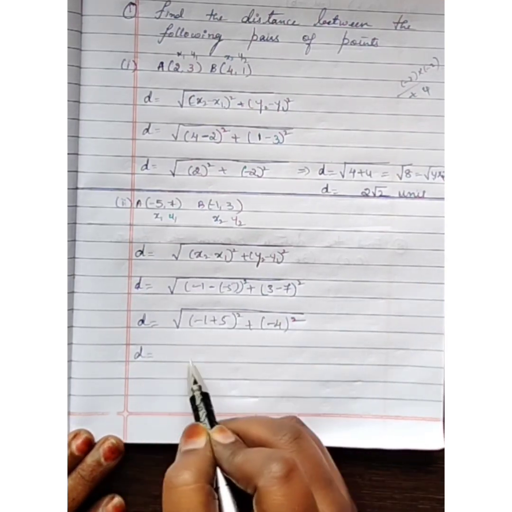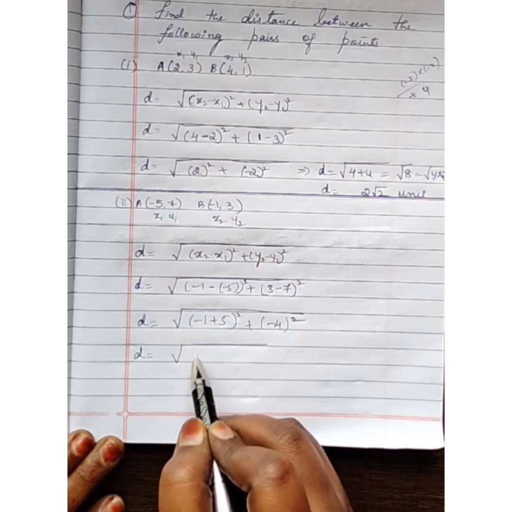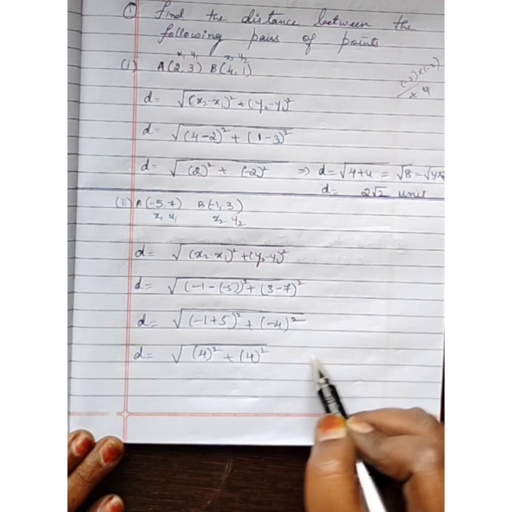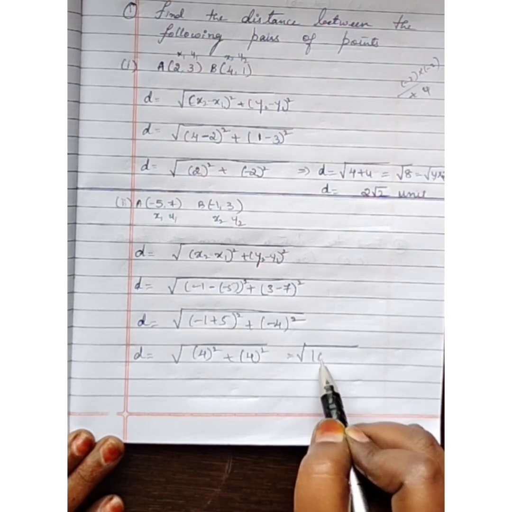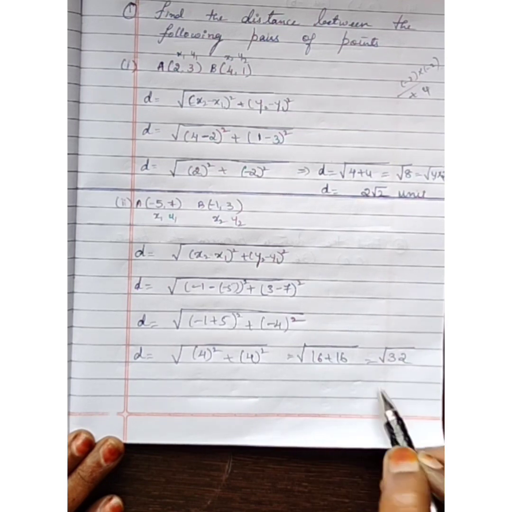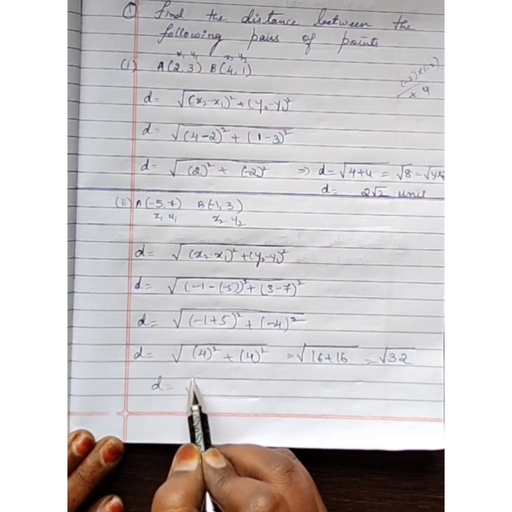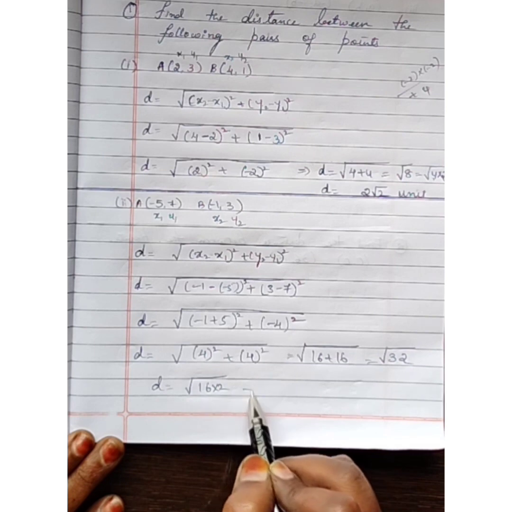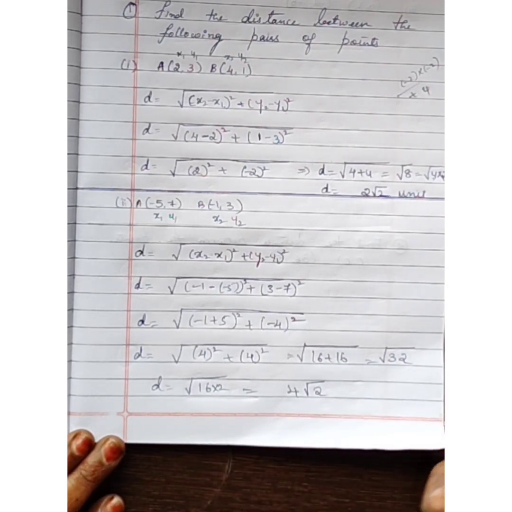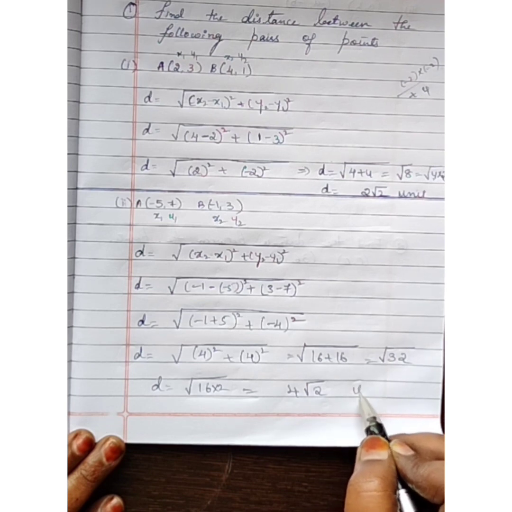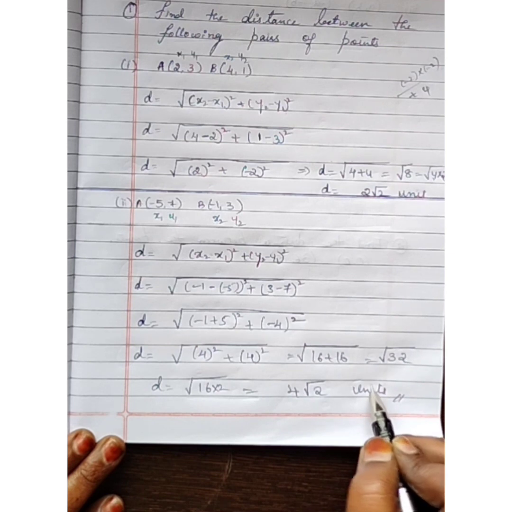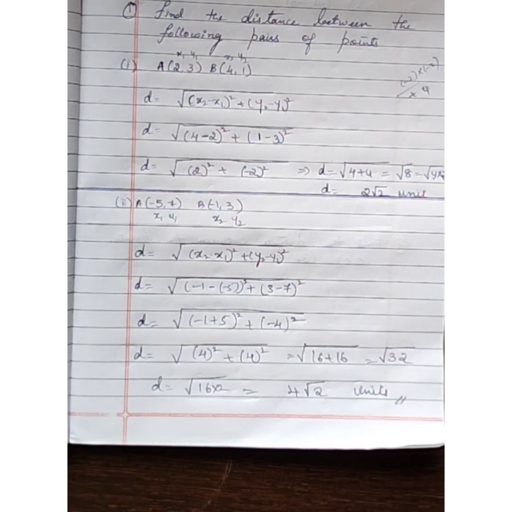Then d equal to root of 5 minus 1 will get how much? 4 whole square. Then 4 square value is 16. 16 plus 16 how much will we get? 32. This 32 can be written as 16 twos are 32. 16 is a perfect square, root of 16 is 4. Then the answer: the distance between the two coordinates is 4 root 2 units. Here you have to write the unit, 4 root 2 units.